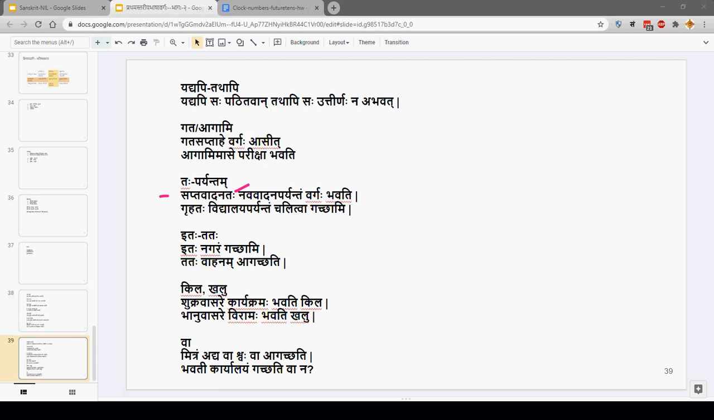Now, khalu is used mostly like a question. There are multiple uses of khalu, but one important use is like a question. Bhanuvasare virama bhavati khalu. If you are asking the question, Bhanuvasare virama bhavati khalu. On Sunday, Bhanuvasare is Sunday. It is also called Ravi Vasare, Sunday. On Sunday, a break, virama is break. Break happens. There is a break on Sunday, isn't it? This is a question. This is not like affirming. Bhanuvasare virama bhavati khalu means you want to know whether there is a break time on a Sunday or not.